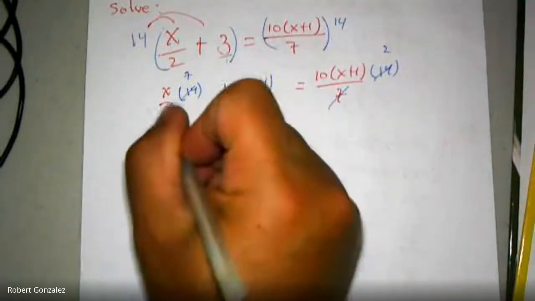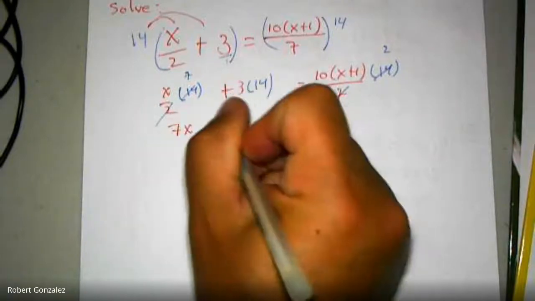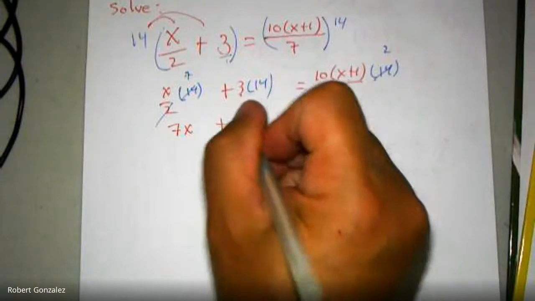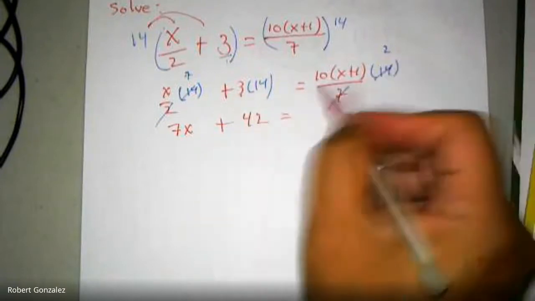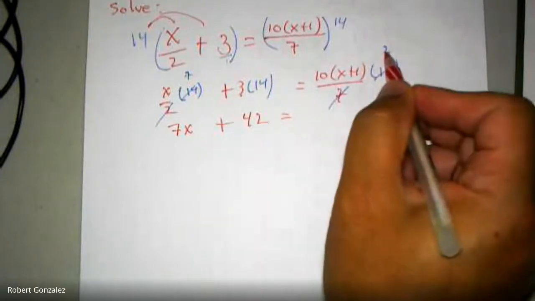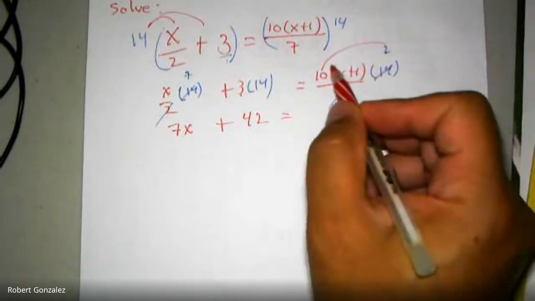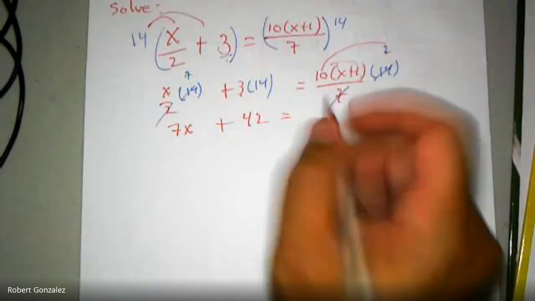They're like freshly cooked scallops. Yummy. 3 times 14. What's that? 30 and 42? And oh, we got a mess here. I can multiply the 2 times the 10. That's 20. And then distribute it to each of the x and the 1.